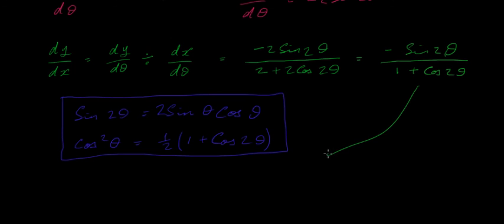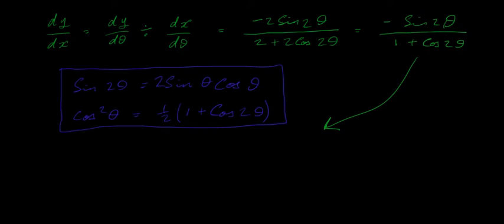Okay, so let's move down here then, and I'm just going to tidy this up a little bit. I've got a sine 2 theta here, and I know that sine 2 theta is 2 sine theta cos theta. So instead of sine 2 theta, I can write in, well, there's a minus here anyway, so I've got to keep that. So I've got a minus 2 sine theta cos theta.